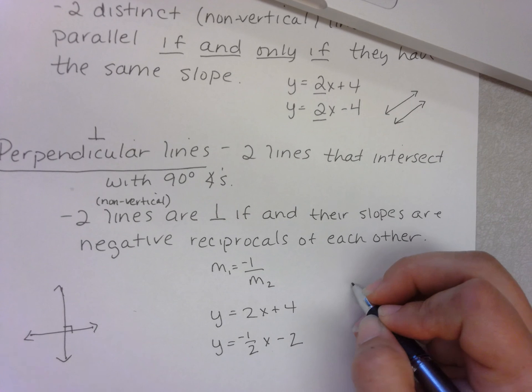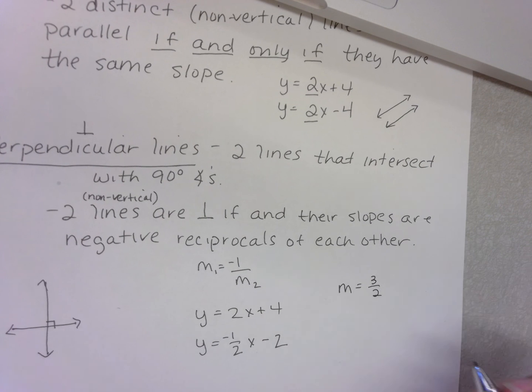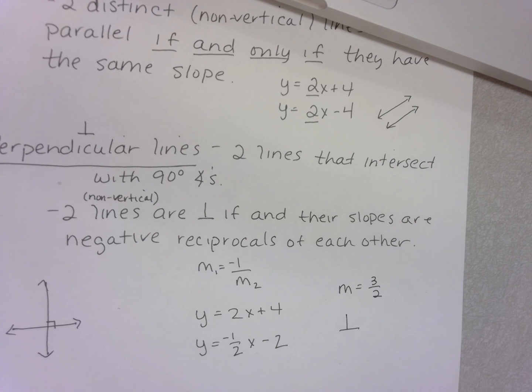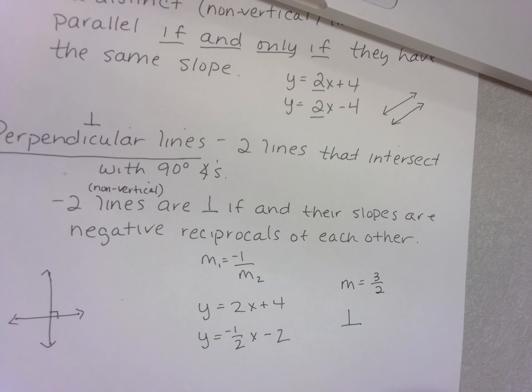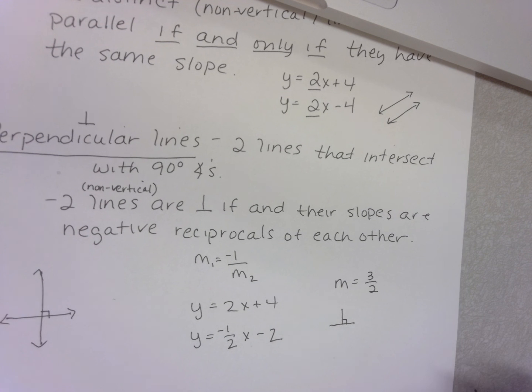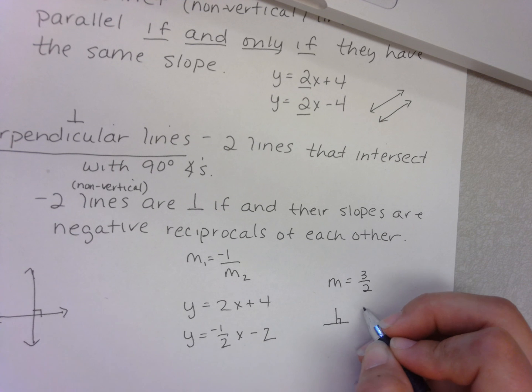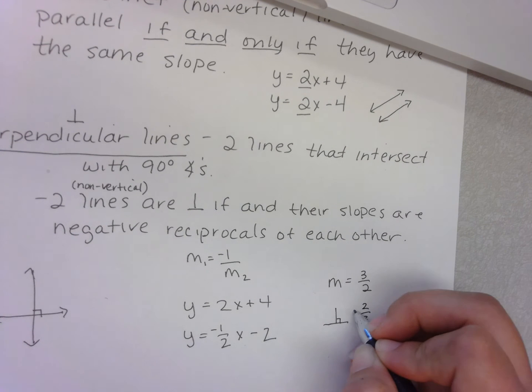So for instance, if I had a slope of 3/2 and I wanted a perpendicular slope, which is just my shorthand for writing perpendicular because it's got way too many letters in it, then my perpendicular slope would be 2/3 and it would be negative.